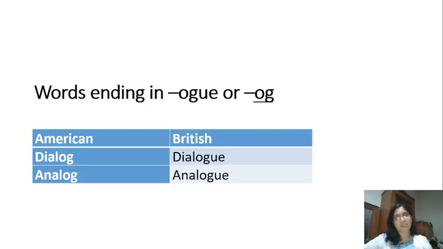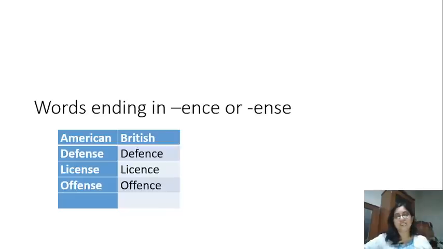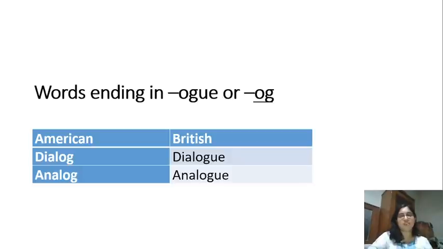Then spelling ending in ence or ense. So defense, defence, license, licence, offense, offence. Now, same nouns, but whatever the difference that you see in terms of orthography is because it is the difference between American and British English.